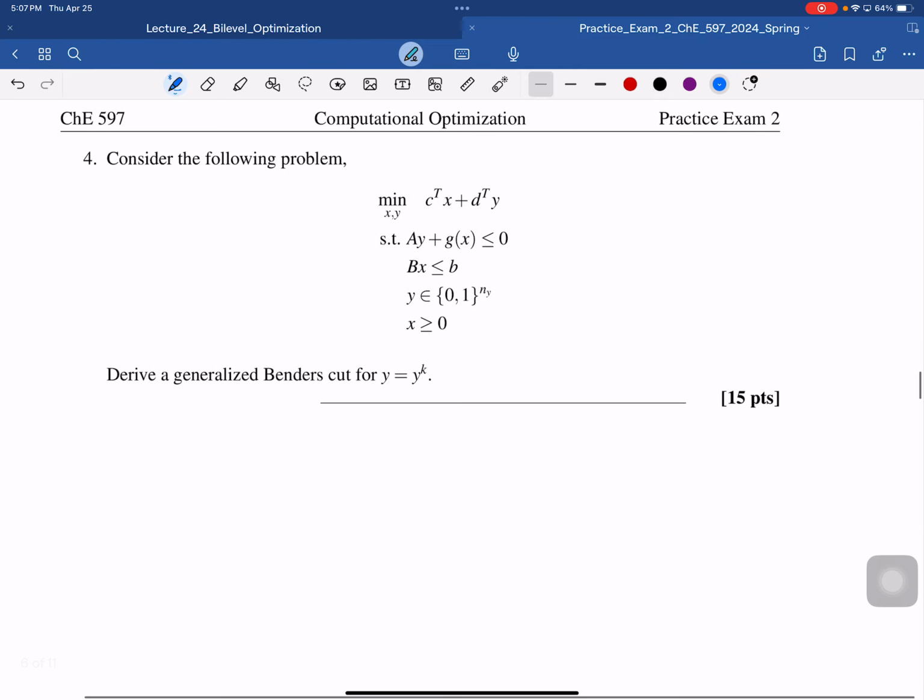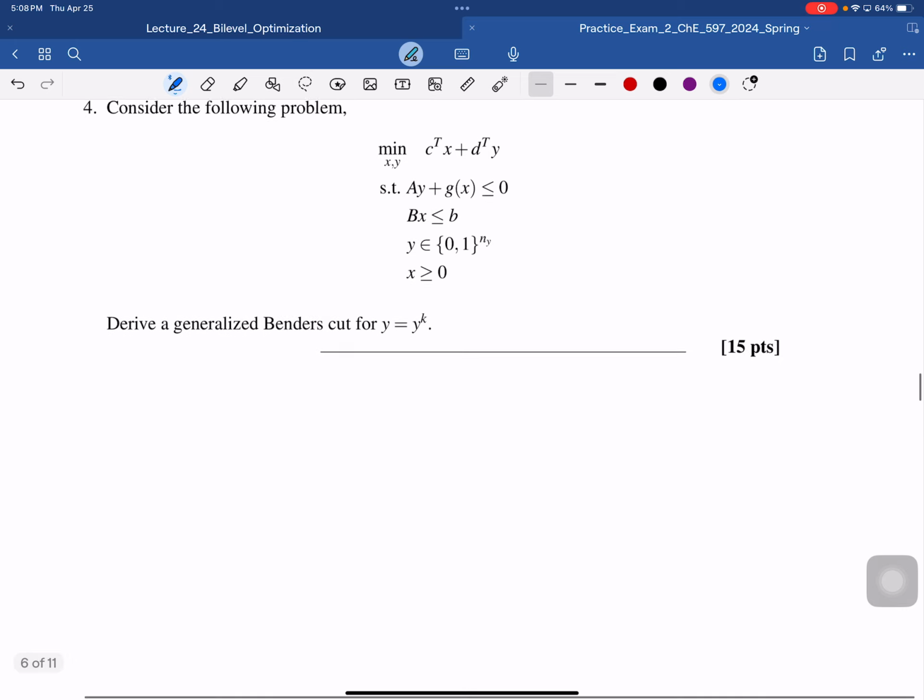All right, then problem 4 is also a standard question: how do you derive a generalized Benders cut? Recall that there are some connections between Benders cut and generalized Benders cut. The intuition is the same. You want to derive some cutting planes to underestimate the value function of the lower level problem. In the stochastic program, what we did is estimate the expected cost in your second stage using some Benders cut. Generalized Benders is a generalization of Benders for nonlinear problems.